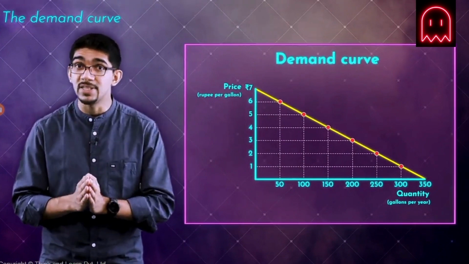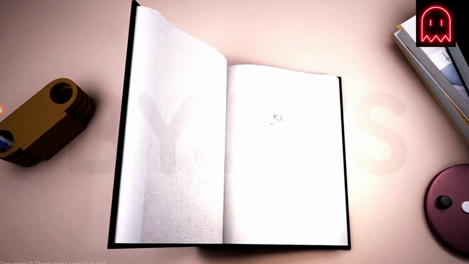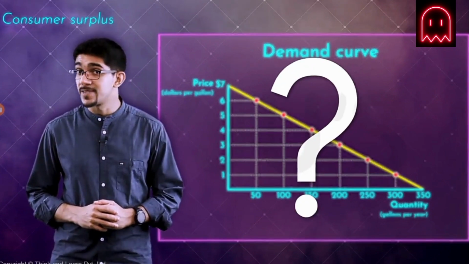Now let's quantify these kinds of adjustments. And again, we get a demand curve. This time, the demand curve for petrol. So what does a demand curve like this tell us?